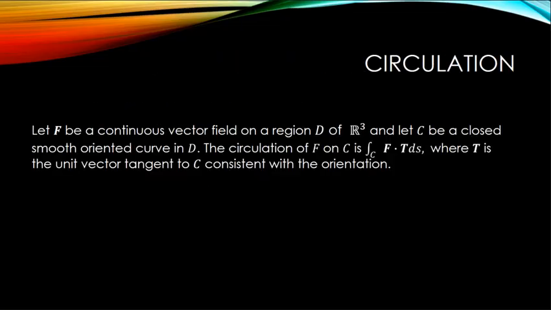So if I let F be a continuous vector field on a region D of R3 and let C be a closed, smooth-oriented curve in D, the circulation of F on C is given by the line integral over C of F dotted with T ds, where T is the unit vector tangent to C, consistent with the orientation.